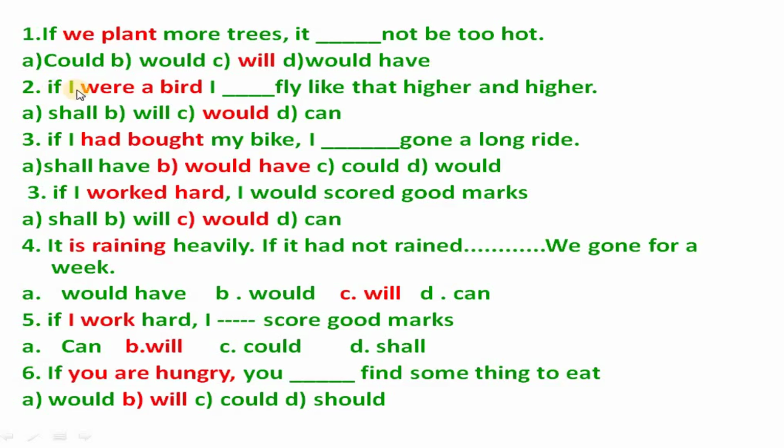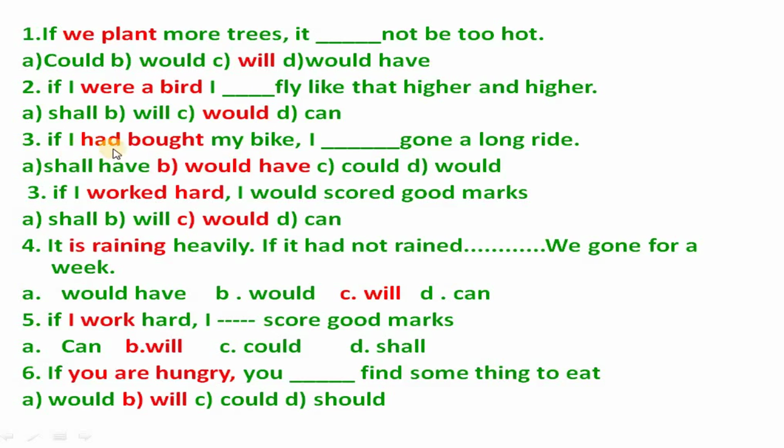And if I were a bird, I dash fly higher and higher. So here, mind it, a bird. It is past tense, simple past. Then see, instead of the main verb, we are using an auxiliary verb. If I were a bird, it is past tense. So that's why we need to use the correct answer.